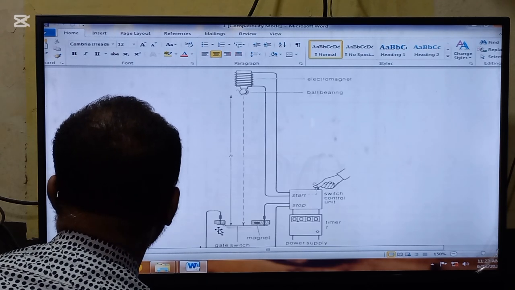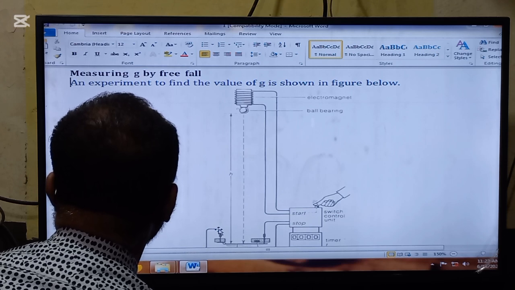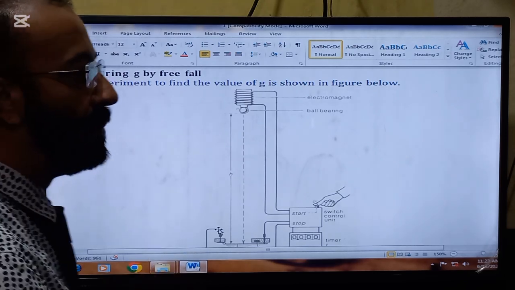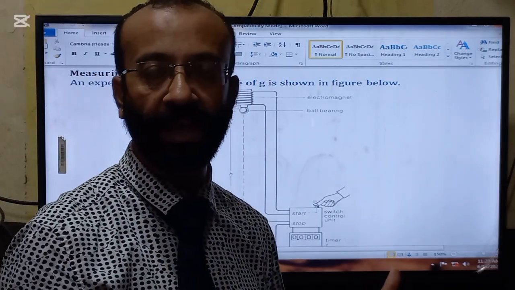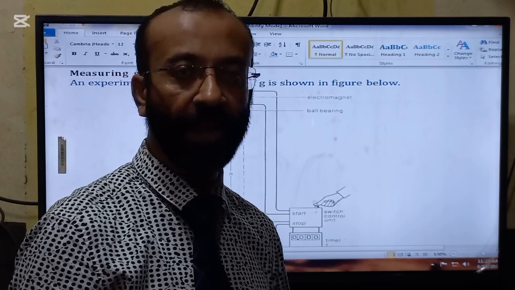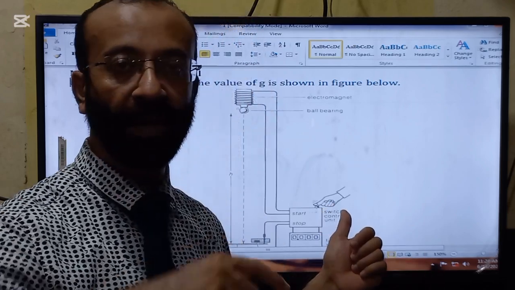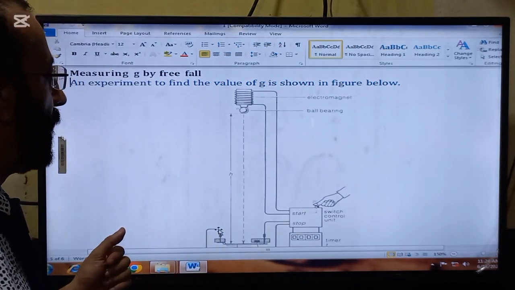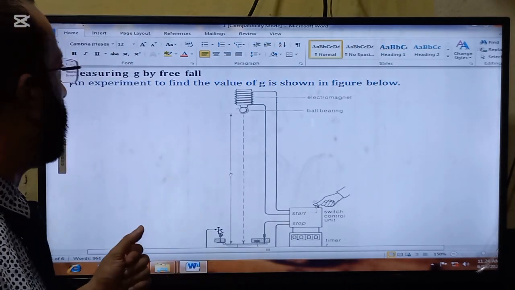Okay, here is another experiment that is actually related to paper number 4 of your physics subject, because this topic is included in kinematics. That's why we are reading the topic here. This topic will come in paper number 4 of physics, the alternative to practical paper.